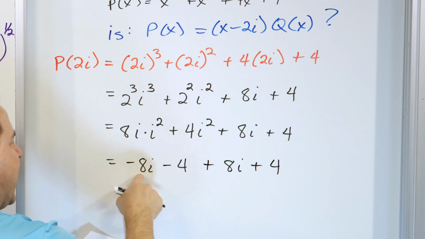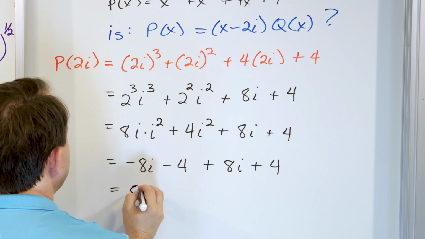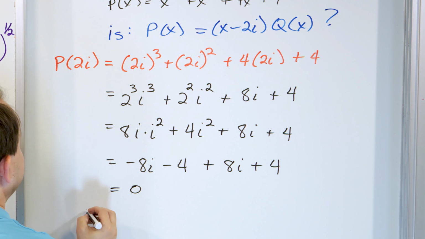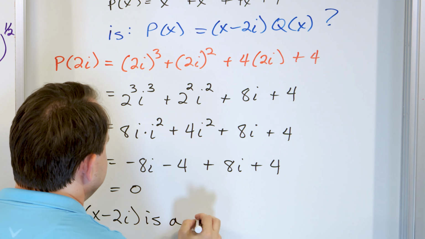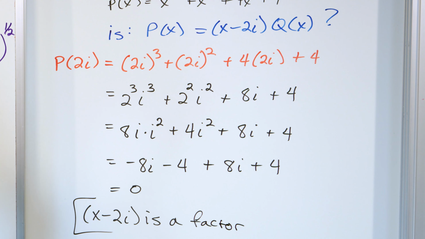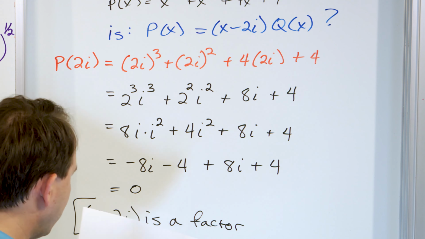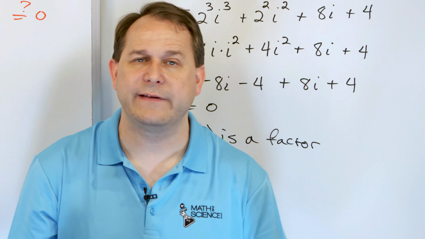And you can see the 8i and the negative 8i go to 0, and the 4 and the negative 4 go to 0, so you get a 0. So because 2i is a root of the equation, then you know that x minus 2i is a factor, if and only if it's a root, and we've proven that it is a root, so it is a factor. x minus 2i is a factor.